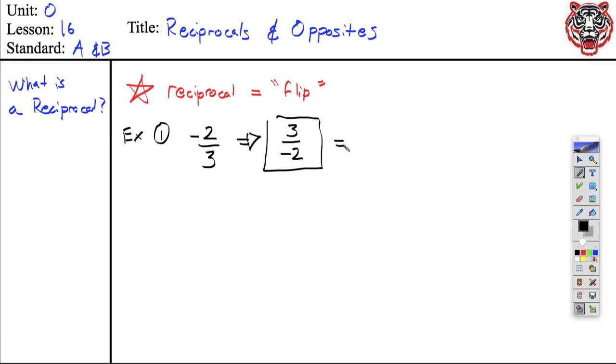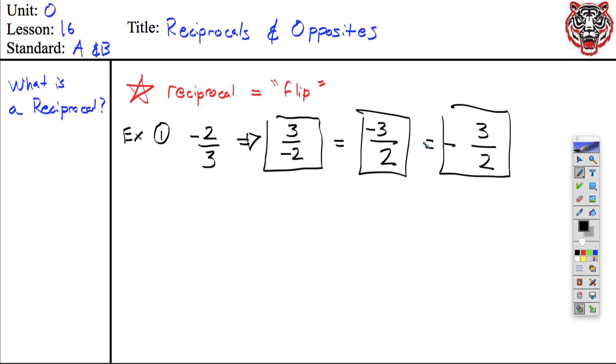This is the same thing as negative 3 over 2. You could have the negative out in front, you can have the negative on the top, you can have the negative on the bottom. It doesn't matter where the negative is as long as there is at least one negative in that fraction. All of those are the same. Let's look at a harder example and then we'll move on to the next slide.